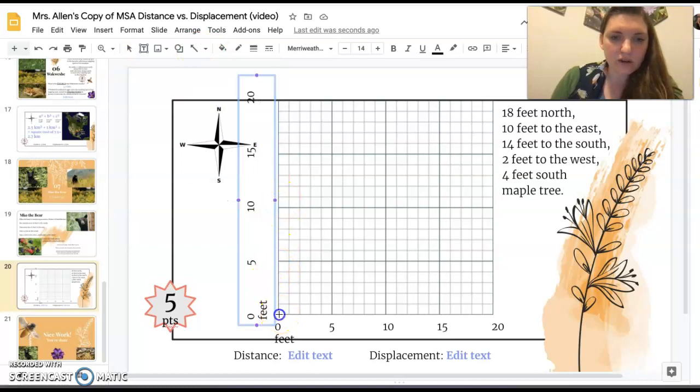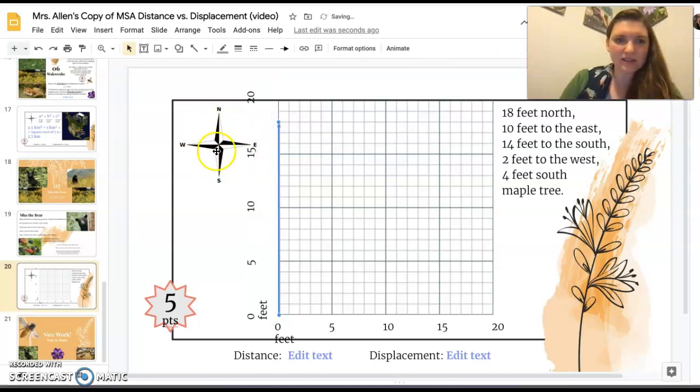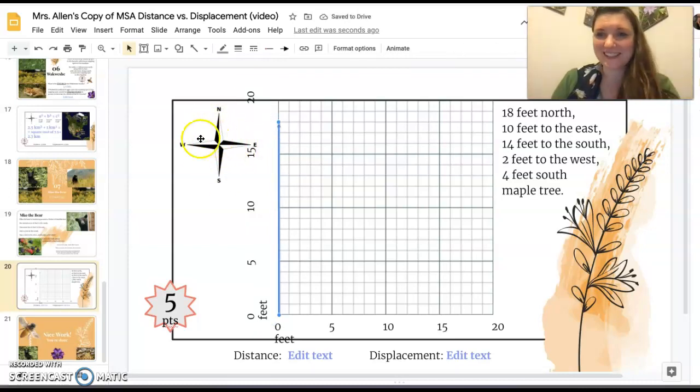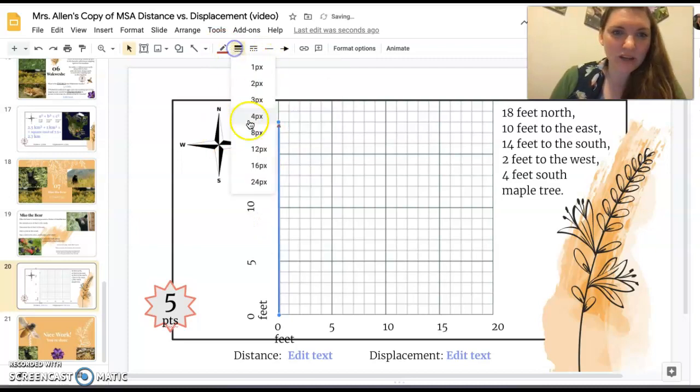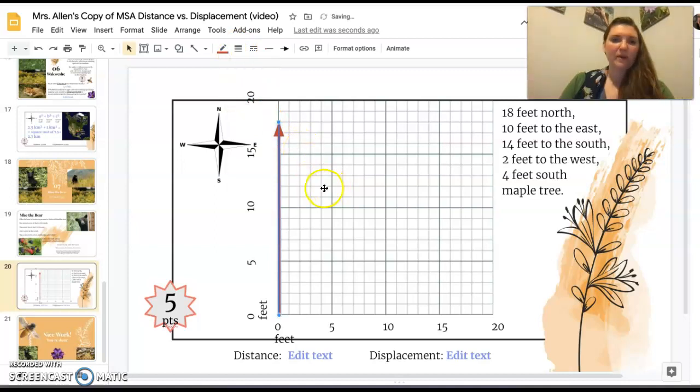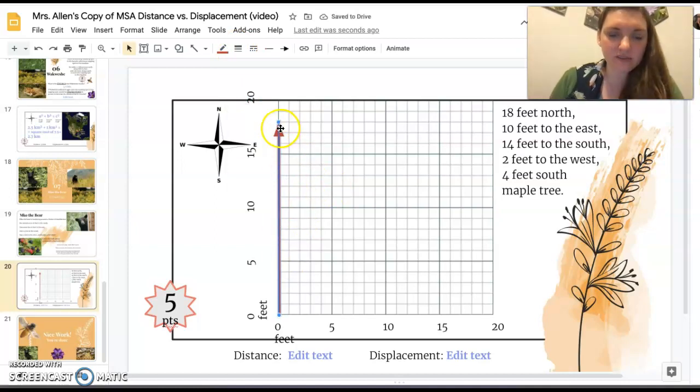Starting at 0, 0, I'm going to go 18 feet to the north. And I actually posted this in case you don't remember directions. Obviously, I made that mistake with the woodpecker earlier, but this will work for you. Okay, so I'm going to make it a nice bright red color, make it thick so you can see it. Maybe not that thick. How about this thick? Okay, so there's 18 feet north.